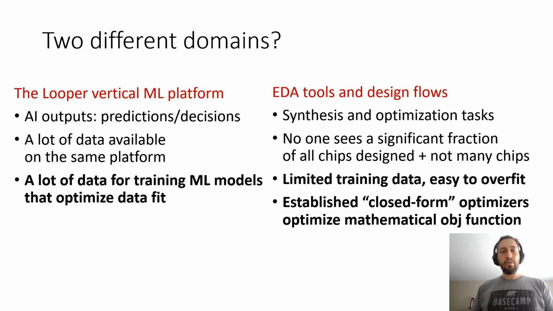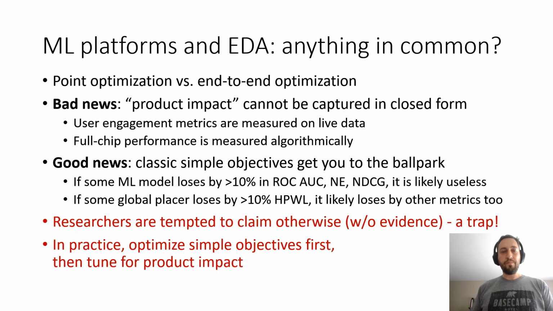We are now comparing two domains. In the Looper platform, AI outputs are predictions or decisions, but EDA flows solve synthesis and optimization tasks. In Looper, a lot of data is available on the same platform, and it is used for training ML models. When dealing with EDA flows, the number of chip designs is small, and no one sees a large fraction of them because they are proprietary. Because of this, established EDA techniques are not ML-based and instead optimize mathematical objectives.